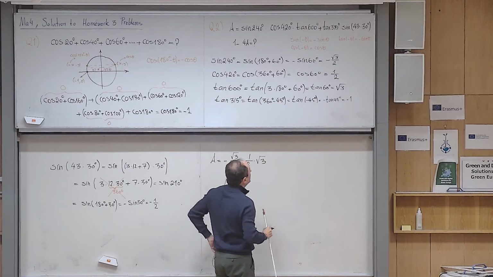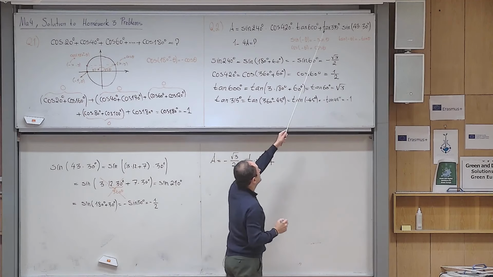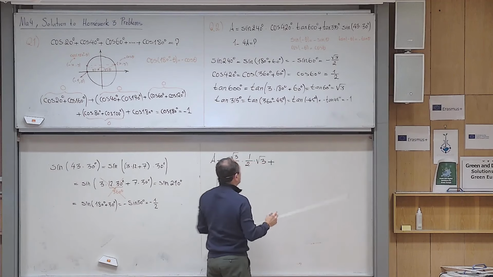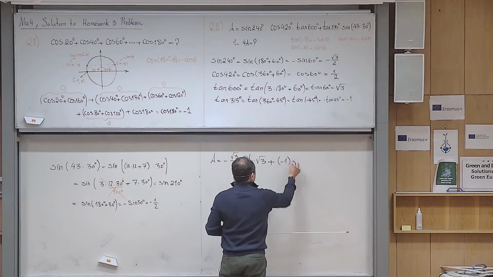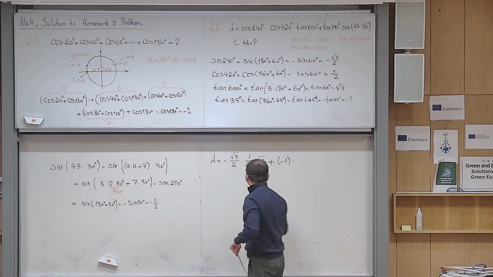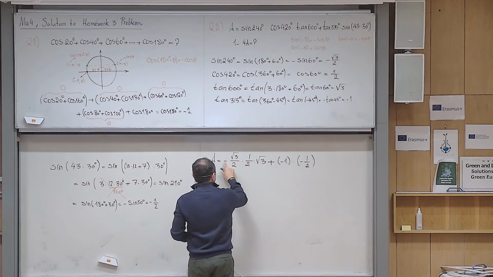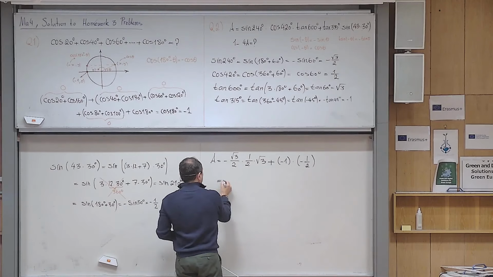And then what do I have? Plus. Instead of tangent 315 degrees, I put -1. And instead of the final one, you have it on the board, it's -1/2. And then I calculate. Minus, positive, minus, so the answer becomes minus.